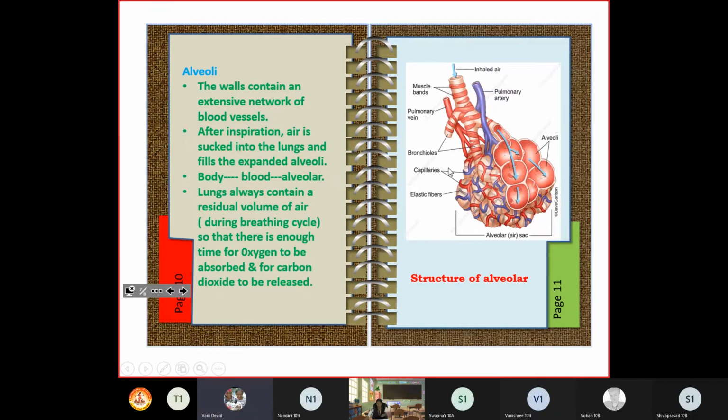During this process, you can see the lungs always have a residual volume of air. This happens during the breathing cycle. Why this happens is that there should be enough time for the oxygen to be absorbed by the body and for the carbon dioxide to be released. That is the reason lungs always contain a residual volume of air.